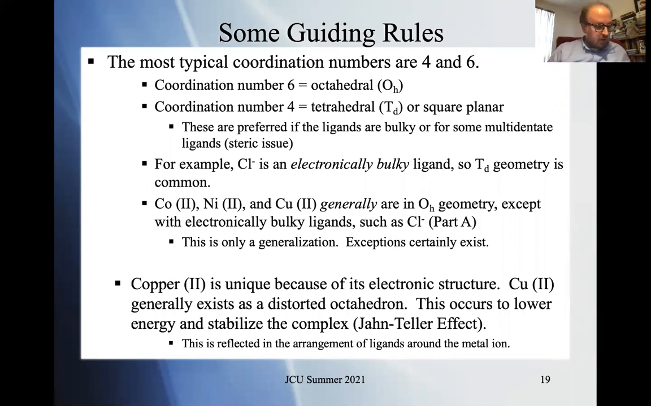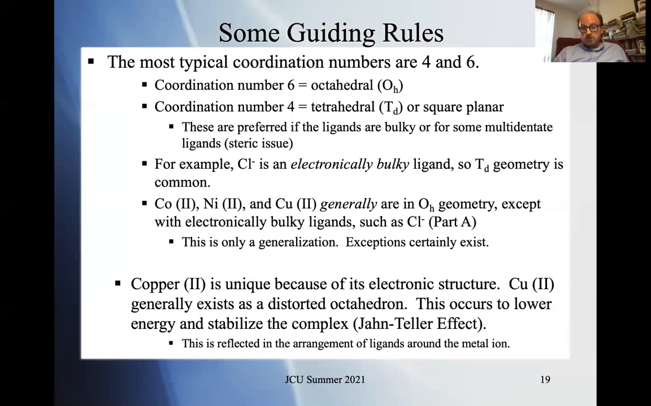Copper, nickel, and cobalt all in the +2 oxidation state. Generally speaking, we are going to aim for coordination number 6. So in parts B, C, and D, we're trying to get to coordination number 6. We're just going to make it easy. We're trying to have the same coordination number in all of those complexes. Again, the one exception is part A, because chloride's a little bit different and prefers tetrahedral.